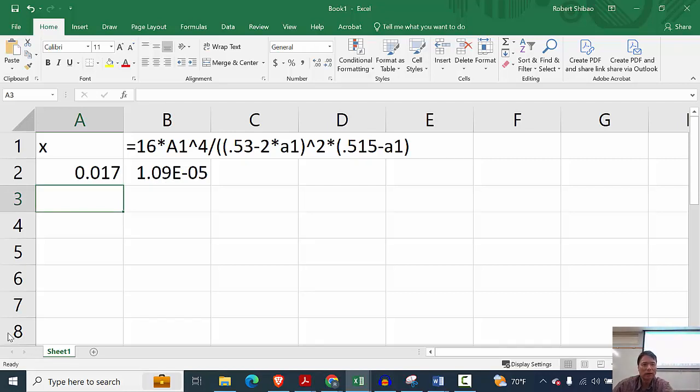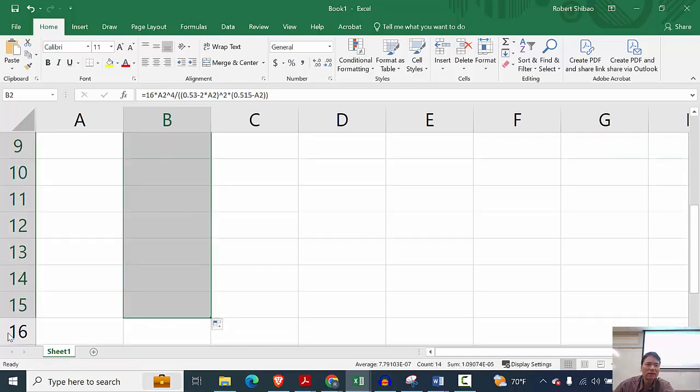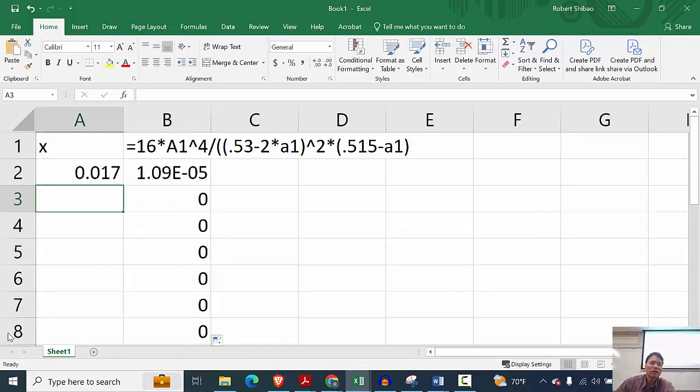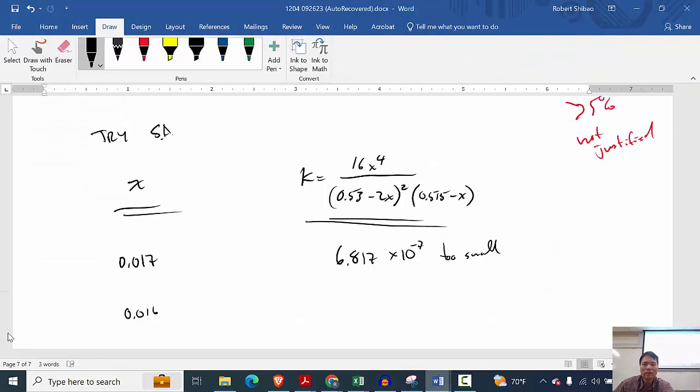Maybe I screwed up the calculation earlier. Okay, so what I'm going to do is just try a bunch of these and try to get it to converge. So the next one, you said 0.016 you wanted to try? I'll try 0.016. Actually, our first one was a little bit too big. It came out to 10.9 times 10 to the minus 6. Now we're a little bit too small at 8.47. I think I made a mistake in my calculation earlier. Let me see.